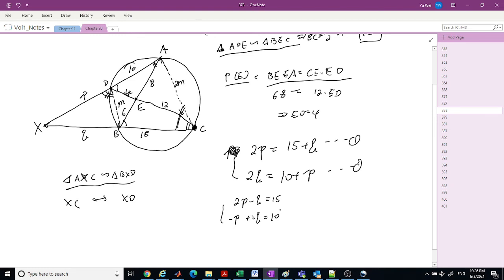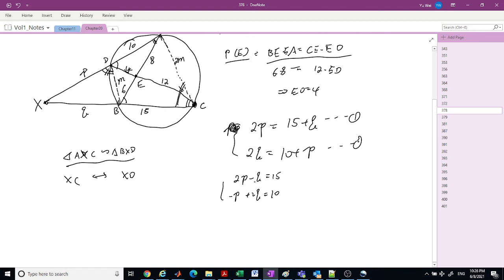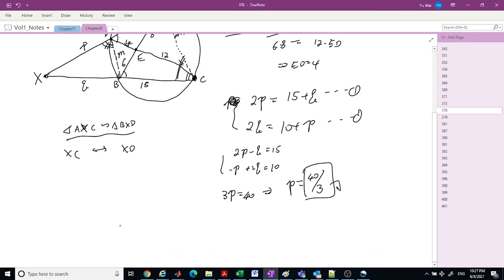So we can times 2 here, plus together, is 3P equals 30 plus 10, is 40, right? So we know P is 40 over 3. Okay. Now if the P is 40 over 3, you can solve the AX, right? AX is P plus 10, is 40 over 3 plus 10.